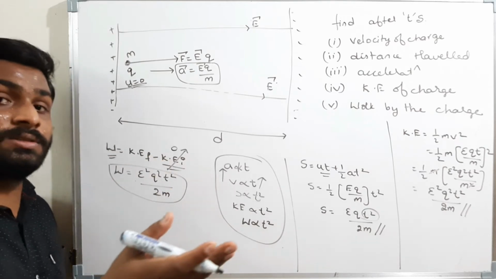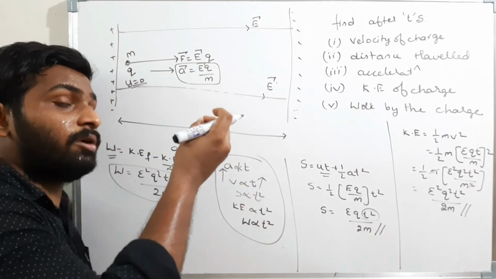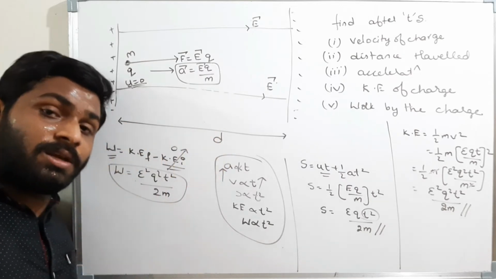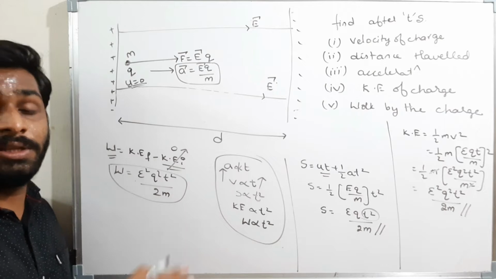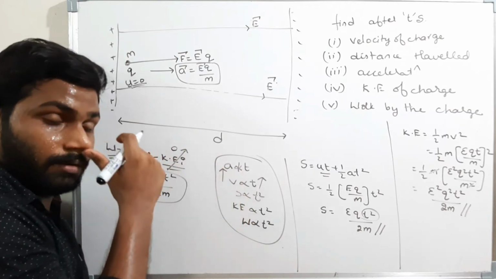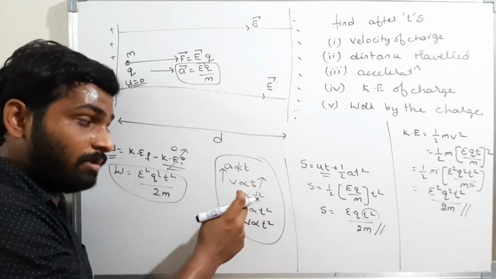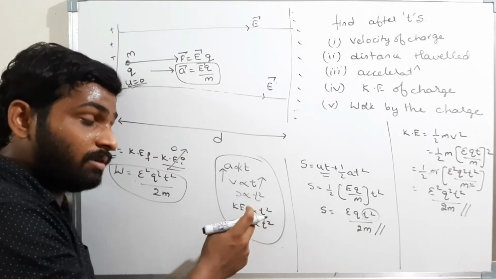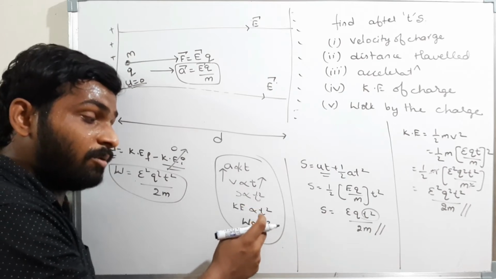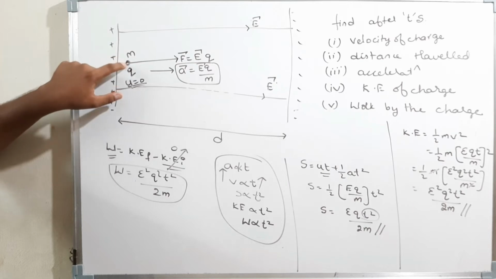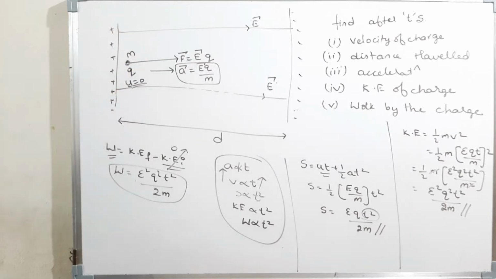If the time is 2 seconds, the velocity of the body is 10 meters per second. If the time is 10 seconds, what is the velocity? This type of relation questions they will ask in the exam. Please remember, acceleration is independent of time, the velocity is directly proportional to time, the displacement is directly proportional to t square, and the kinetic energy and work done are also directly proportional to t square. That is the motion of a charged particle in a uniform electric field. Now we'll see one more.